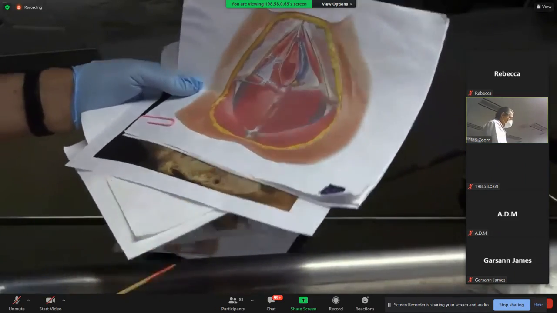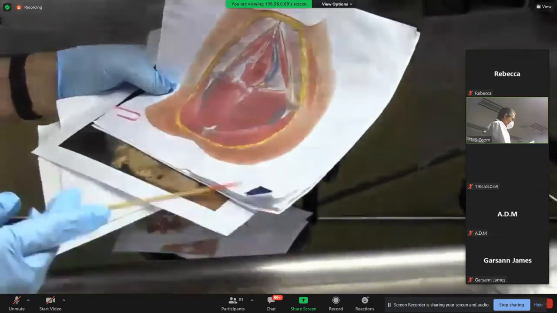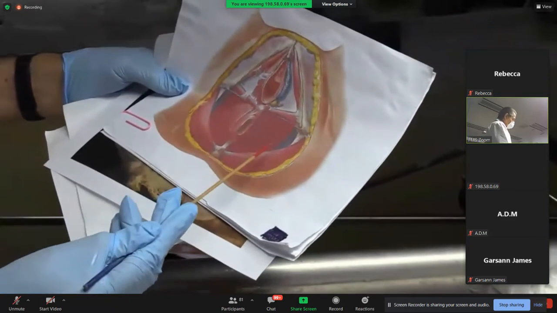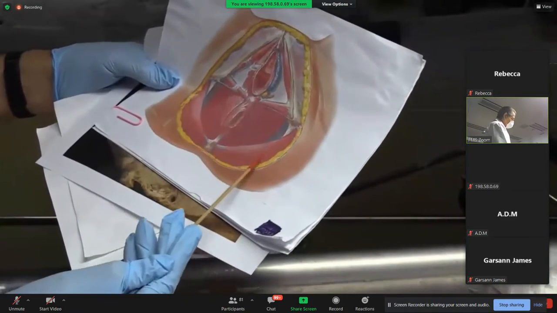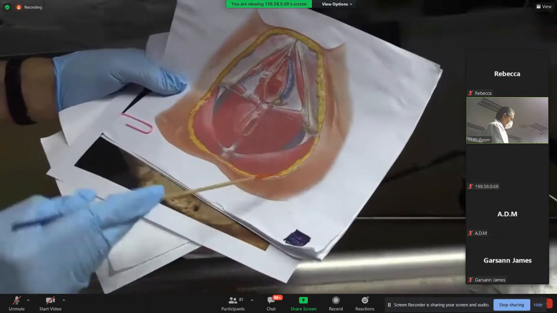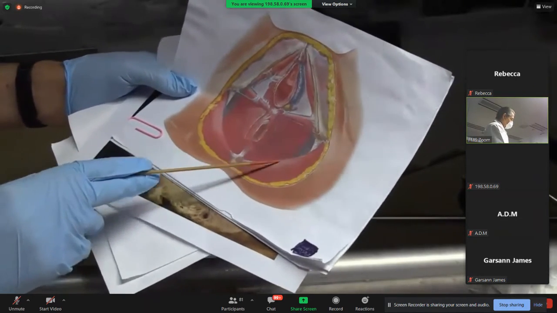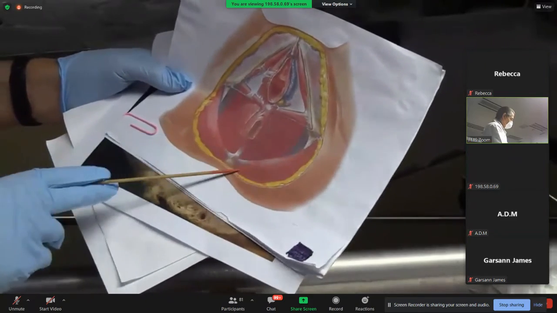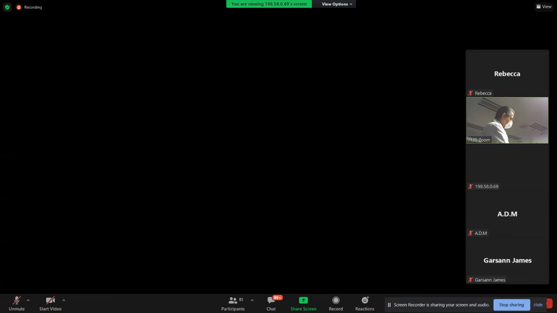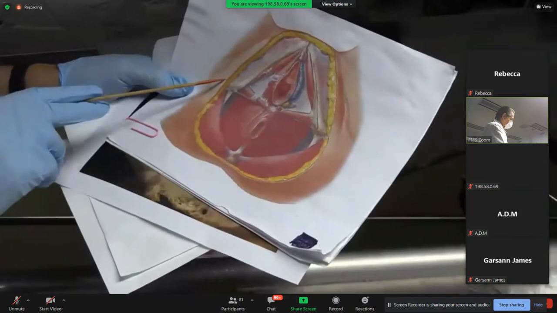Remember that the coccygeus is a very weak muscle, and I'll be going into that tomorrow. So it's sort of hidden under here. This is the gluteus maximus covering the sacrotuberous ligament right here. The sacrotuberous ligament is here. Coccyx is here, pubic symphysis is here, ischial tuberosity is here.